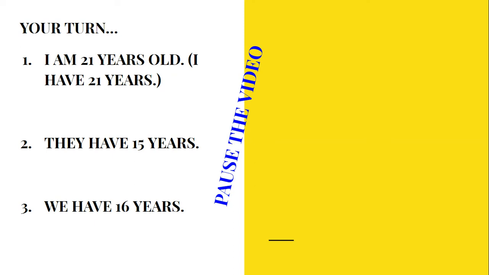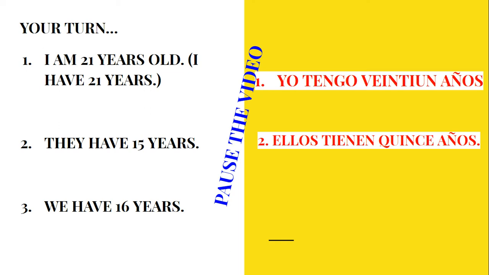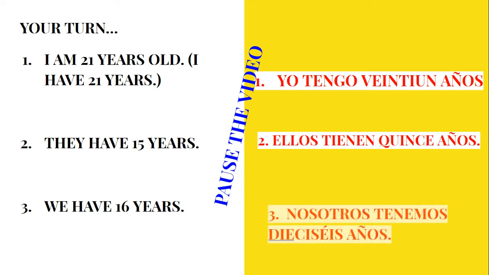Let's see how you did. I am 21 years old. Yo tengo 21 años. They have 15 years. Ellos tienen 15 años. We have 16 years. Nosotros tenemos 16 años.